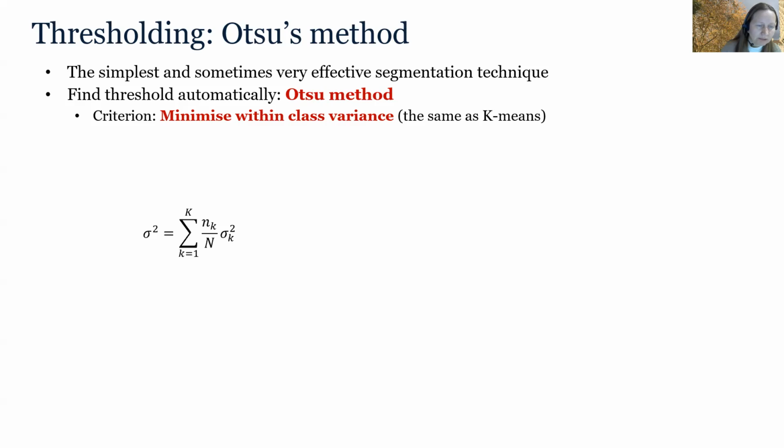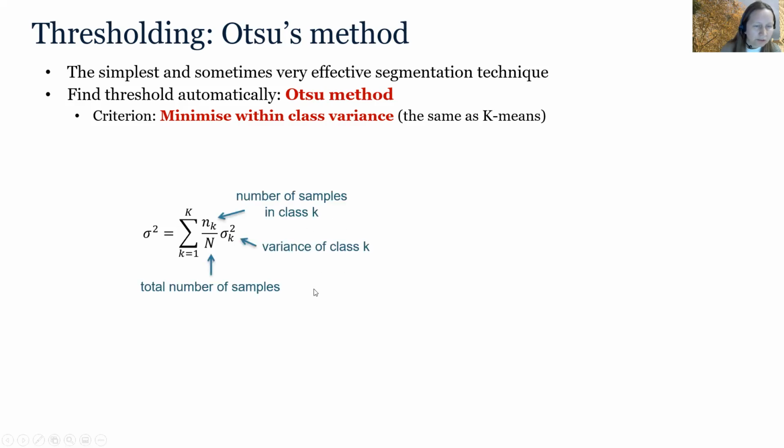So just to remind ourselves what the within class variance is, that's this sigma squared here. It's a weighted sum of individual class variances, so the variance of the intensities within each class, and it is weighted by the proportion of the samples in each class. So here is the explanation of all the different variables.